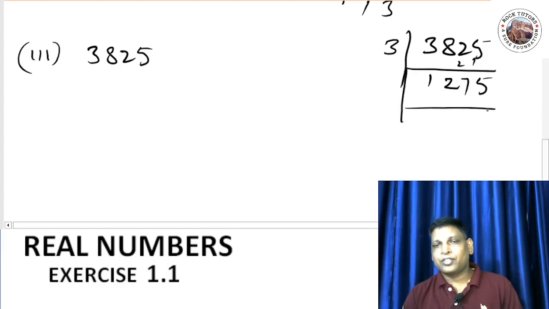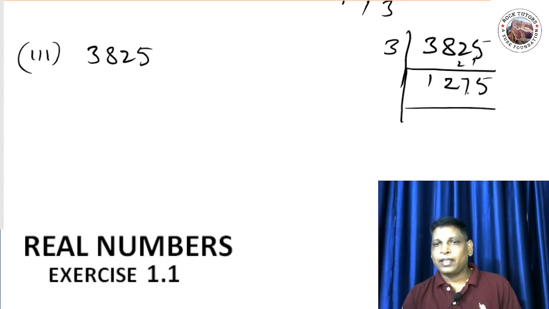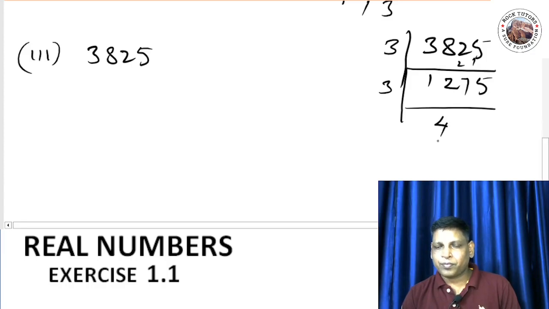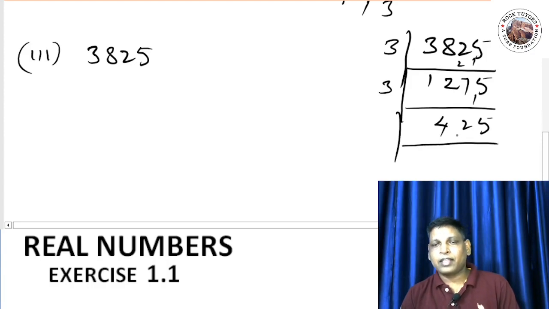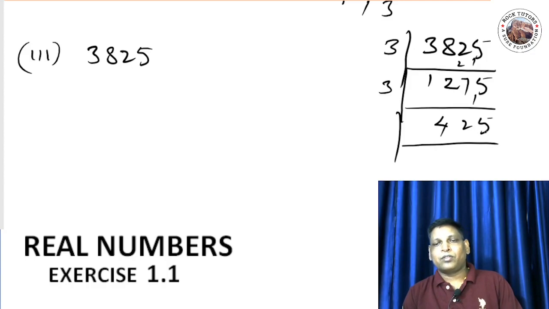Once again I'll check whether 3 table is possible or not. So 3 plus 7 is 10, 10 plus 5 is 15. Yes, 15 comes in the 3 table. So 3 fours are 12. 3 twos are 6 and 1 here. 3 fives are 15. Now check once again with 3 table. 4 plus 2 is 6, 6 plus 5 is 11. So it does not come in the 3 table.